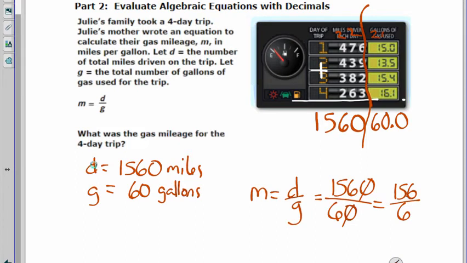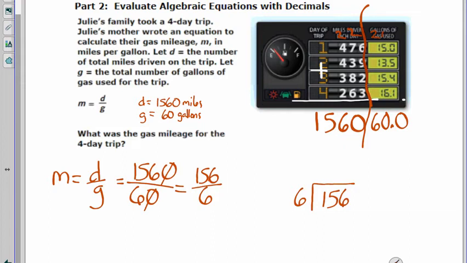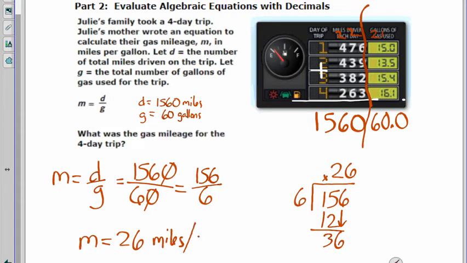Cool thing about a smart board is I can move some things around and give myself some good room here. Anyway, 6 does not go into 1. It goes into 15 twice. Subtract. Check. That's less than 6. Good. Bring down the 6. It goes into 36 6 times. So M, when I evaluate that, is 26 miles per gallon.